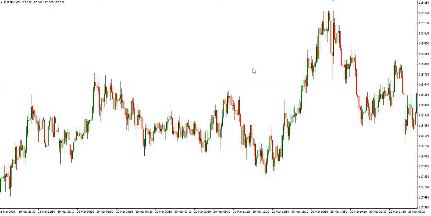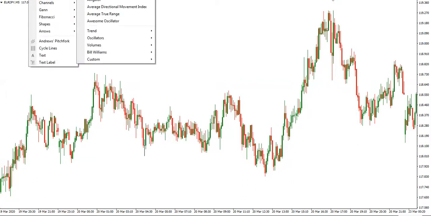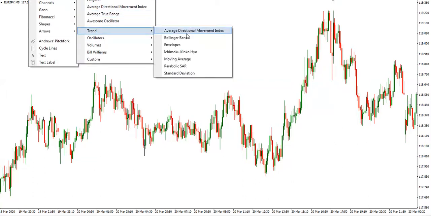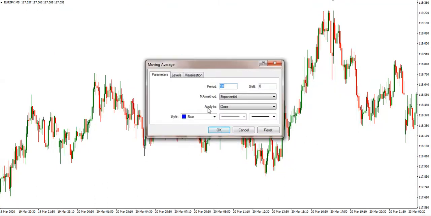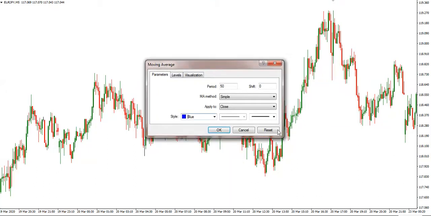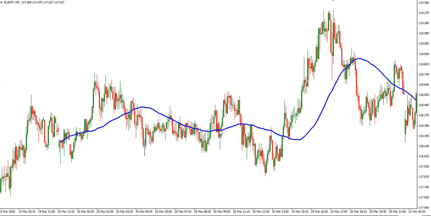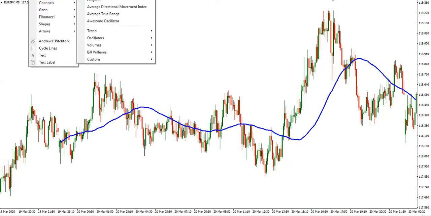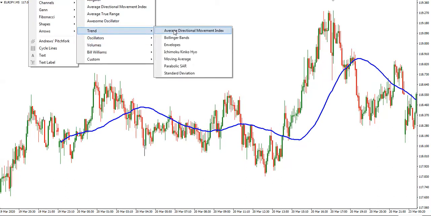First, what will you do? This is basically a moving average strategy. You need to click on the indicator, trend, moving average. I suggest a 50 period. The moving average should be simple, applied to close. Any color you like; I use yellow, but any color that is good for you works. This is the first line that we'll use.